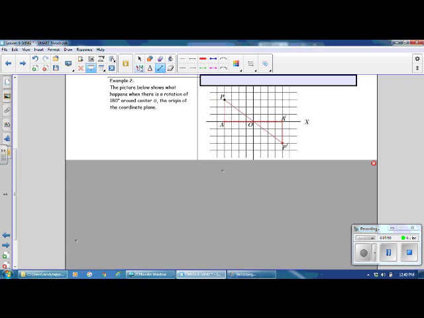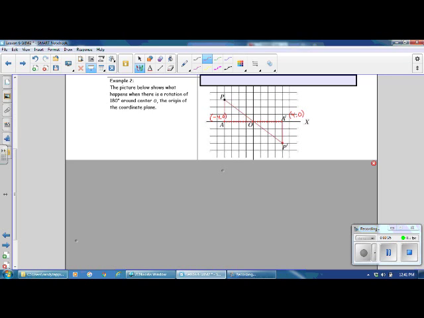Then let's write the coordinates for those points. The coordinate for A is (-4, 0). On the 180-degree rotation on the x-axis, the x-coordinate will be 4, and the y-coordinate, since that point remains on the x-axis, is also 0.